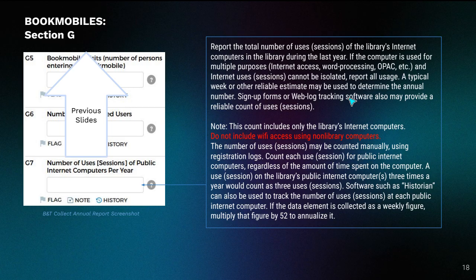So each bookmobile is just like a branch in that you're all going to have different elements, different collections, different programs, and so the survey is very comprehensive and includes these questions for conversation and data collection. All right.